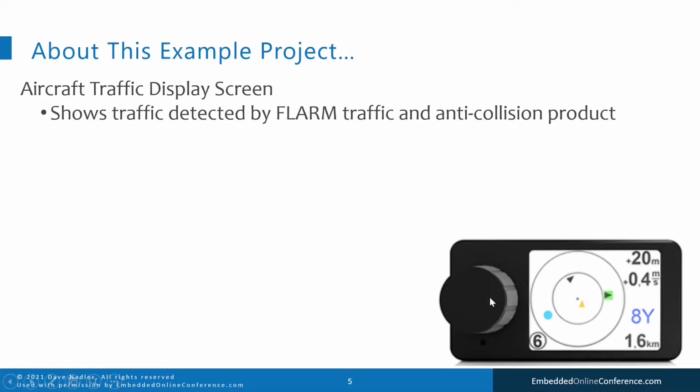The product is a little display screen. You can see other aircraft, own ship, that's us in the middle, somebody close behind to our right and rear. The highlighted glider to the right is 8 Yankee. A little bit of information about altitude differential, climb and descent rate, distance.